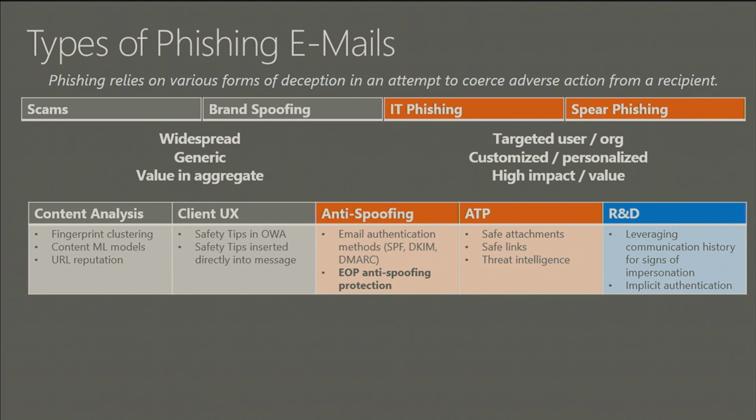As I said, some of these types of attacks, like brand spoofing or IT phishing, rely on using malicious links or attachments as their payload. And so advanced threat protection helps protect users against both those, both the phishing emails themselves and also the adverse action that the sender is trying to get the user to take.